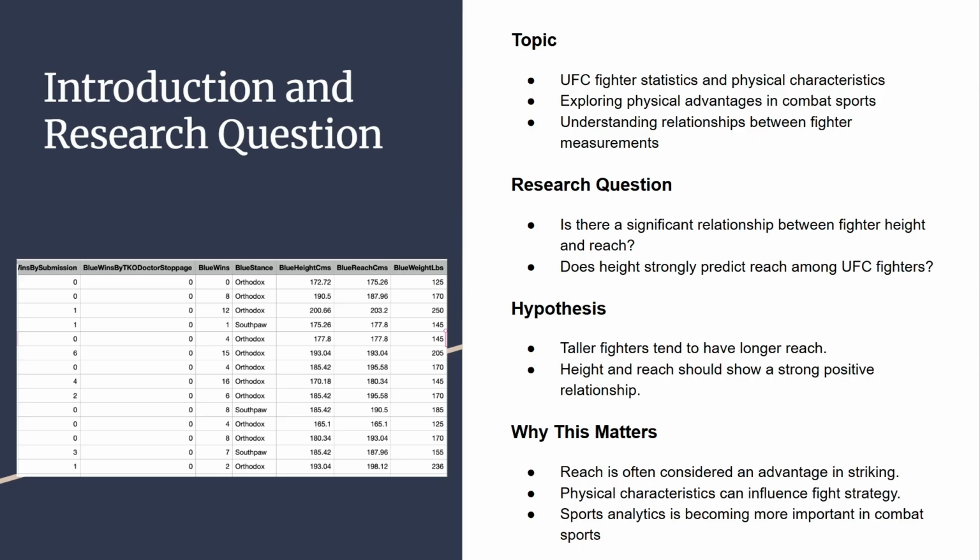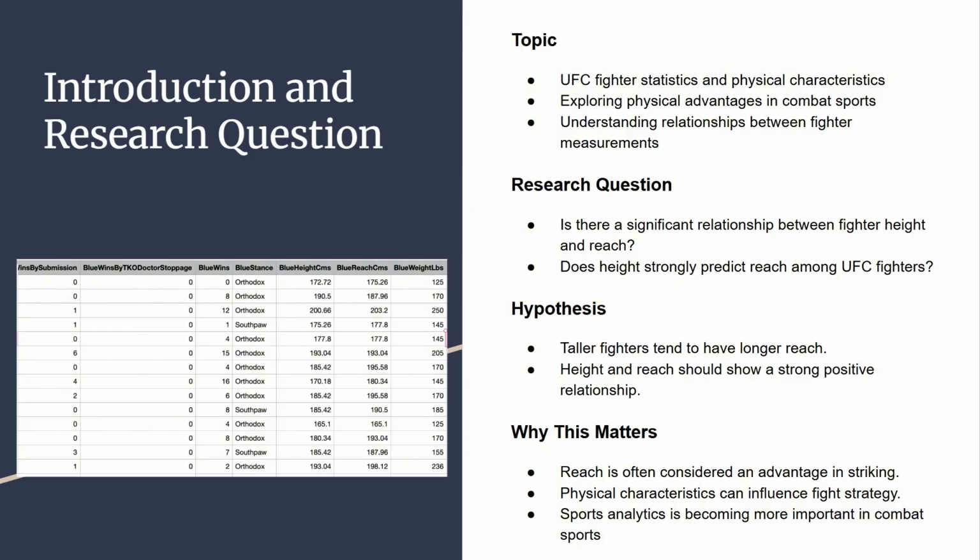So for this project, I chose a UFC dataset because I love UFC. It's interesting. I always watch, and I like sports analytics in general. Within mixed martial arts is very interesting to me. The UFC contains a large amount of statistical and physical data on fighters, which makes it a pretty good dataset for analysis. As I started exploring the data during the earlier phases of the project, I noticed that the taller fighters often appear to have longer reach.